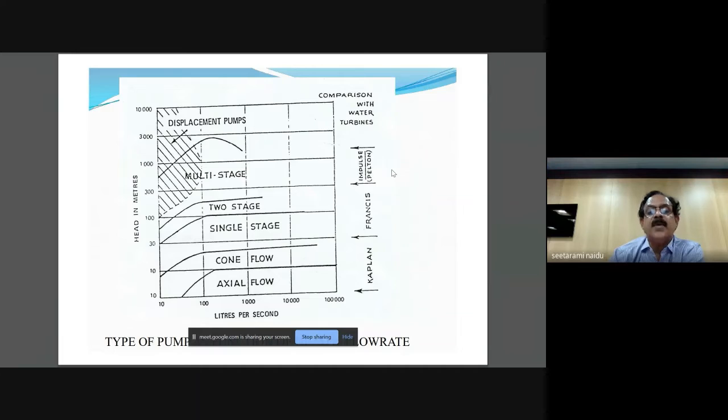These are the types of impellers. Axial flow, Francis type, which is otherwise known as vertical turbine. Then you can see from here, when you go up in the head tables, the type of pumps goes from axial to single stage, multi-stage, then VT pumps, then to displacement pumps for large head.